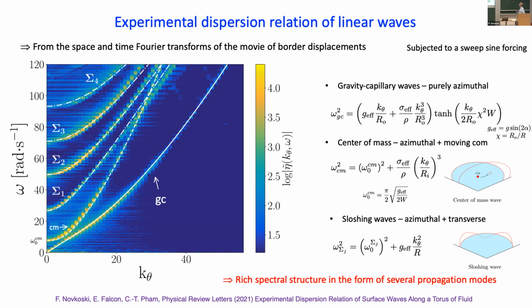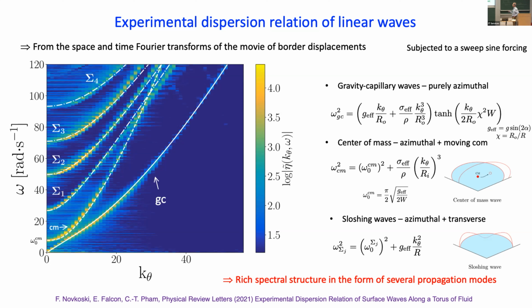You see that there is a rich spectral structure in the form of several propagation branches, several modes, and this one corresponds to the usual gravity-capillary branch. But note that you have this parameter which quantifies the radial curvature of the torus, and also you have an effective gravity since the fluid moves along the slope. Typically you reduce the Earth's gravity by a factor of 10.